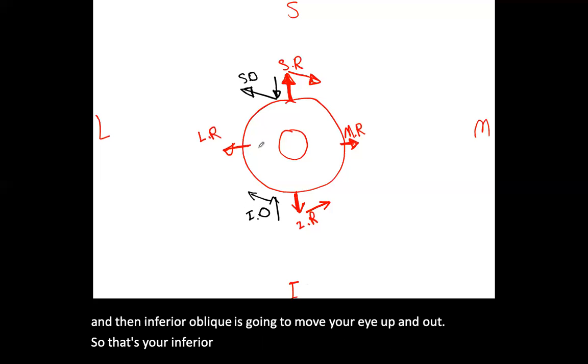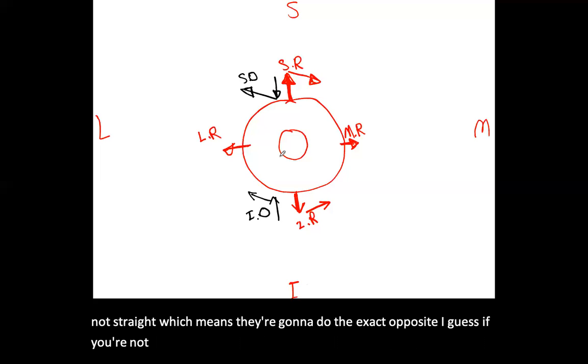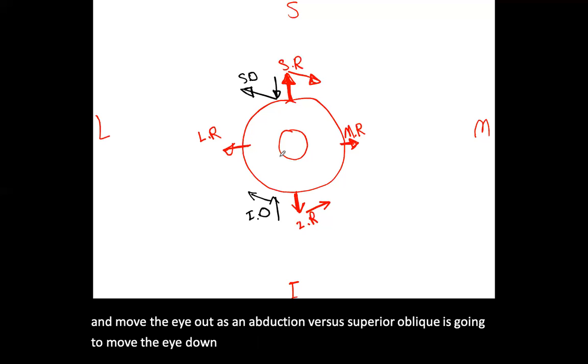So kind of think about the obliques: they're not straight, which means they're going to do the exact opposite, I guess, of the straight ones. So inferior is going to move the eye up, an elevation, and move the eye out, as an abduction. Versus superior oblique is going to move the eye down, or depress it, and out, or laterally, which is abduction.